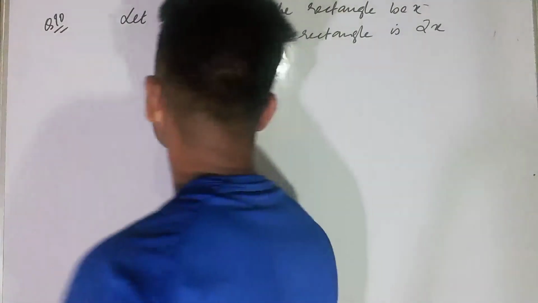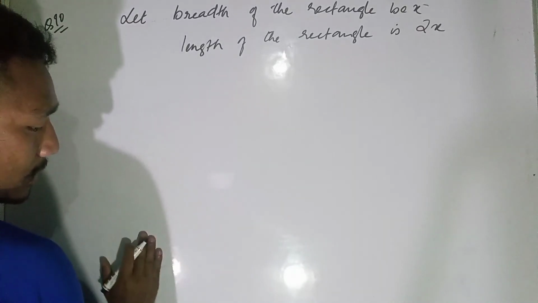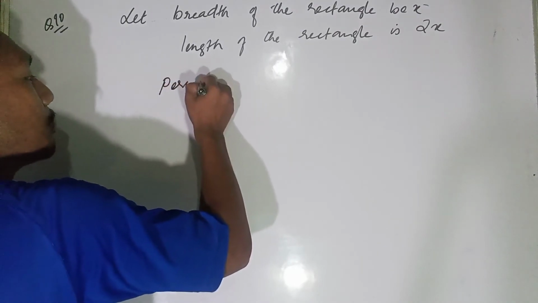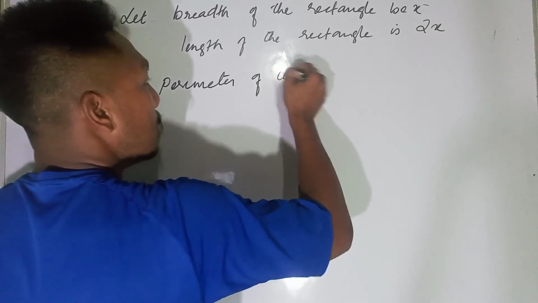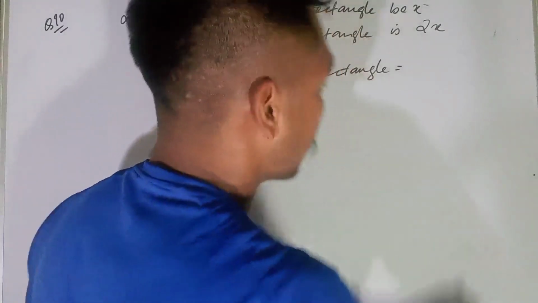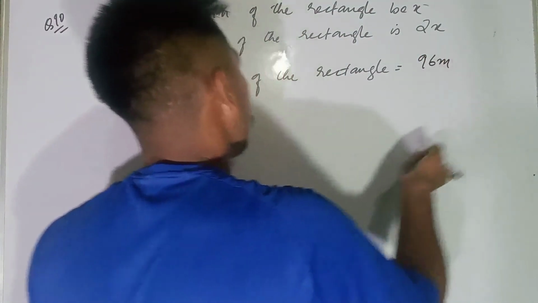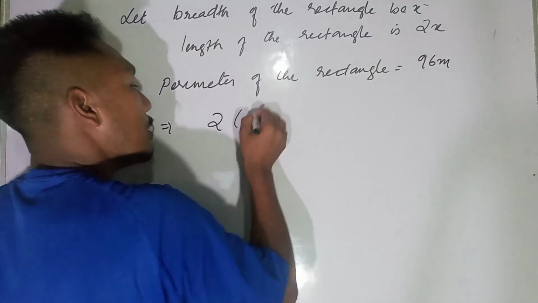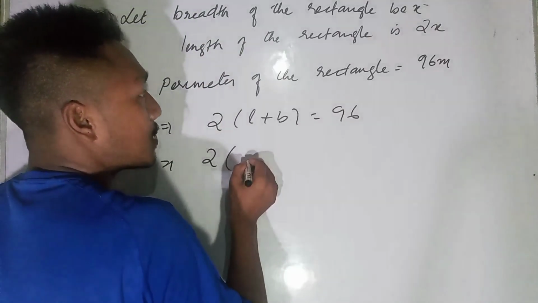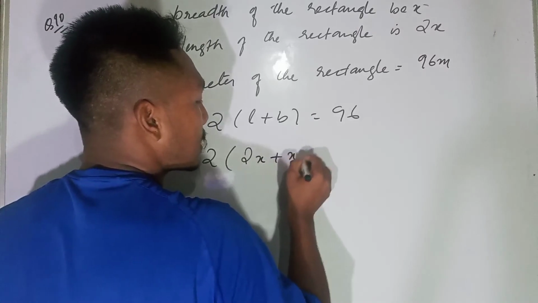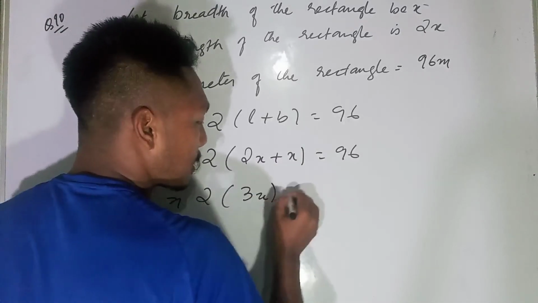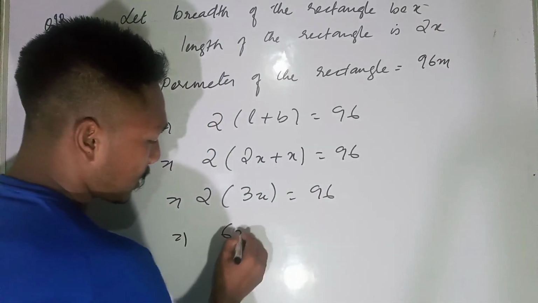According to the question, the perimeter is given. The perimeter of the rectangle is equal to 96 meters. And we know the perimeter of a rectangle is 2 times (length plus breadth) equal to 96. The length is 2x, plus breadth x, equal to 96. So 2 into 3x, since 2x plus x is 3x, is equal to 96. 2 times 3 is 6, so 6x is equal to 96.